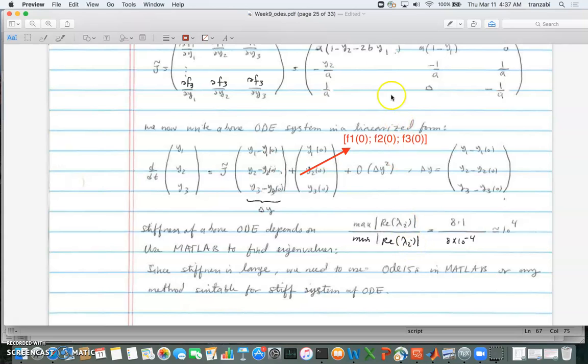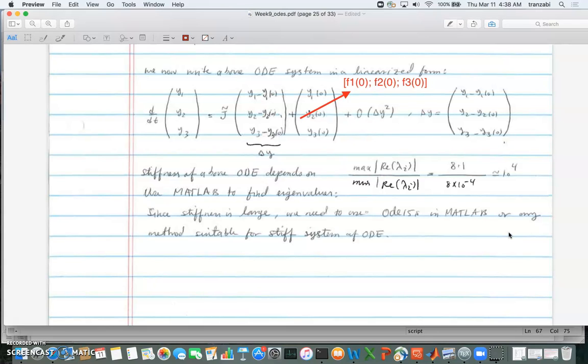So if we have a 3 by 3 matrix, then we have 3 lambdas. We have to find the real part of them. We find the maximum of the absolute value of the real part divided by the minimum of the absolute value of the real part of the eigenvalues. So the larger this ratio, the larger the stiffness. And the larger the stiffness, the more problem we have solving it. If you do so for this problem, you see that it's about 10 to the 4, and this is really large. In the realm of stiff problems, 10 to the 4 is a rather large number, which means the problem is already stiff.